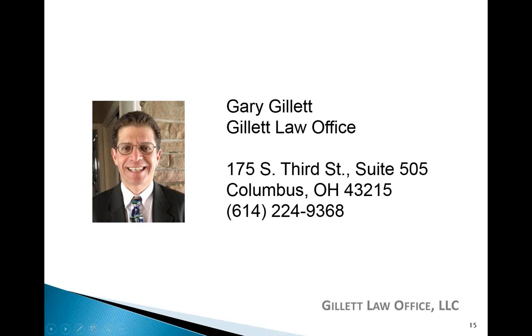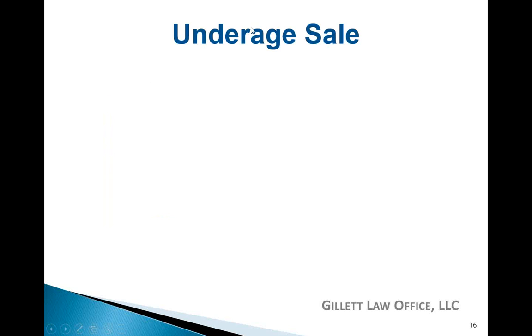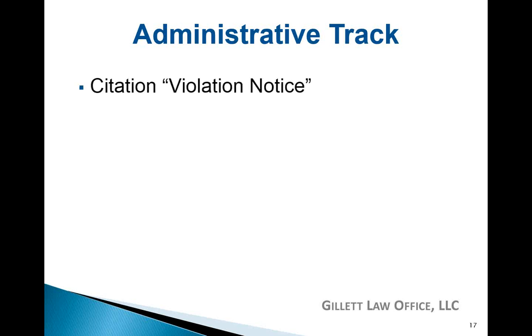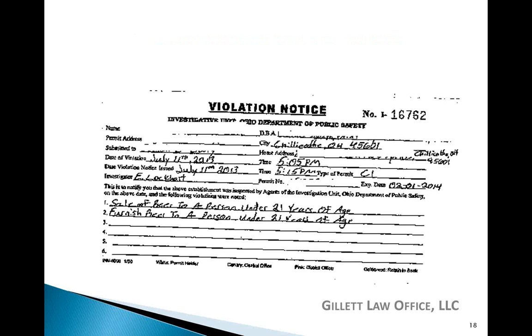The two prime concerns with safe serving of alcohol are, one, serving alcohol to underage persons, and two, serving alcohol to an intoxicated individual. Both of these actions are violations of Ohio's liquor laws and can result in a citation to the restaurant, bar, or other permit holder. If issued a citation for selling or furnishing alcohol to any person, an investigator will deliver a document titled Violation Notice to the permit holder.